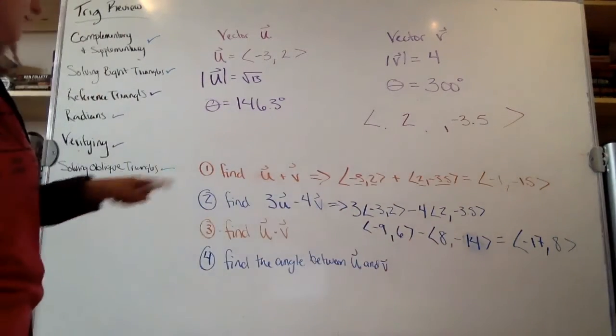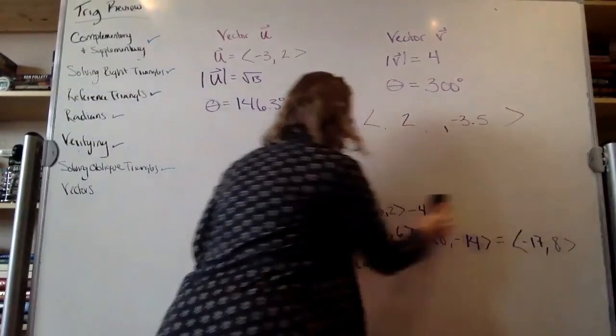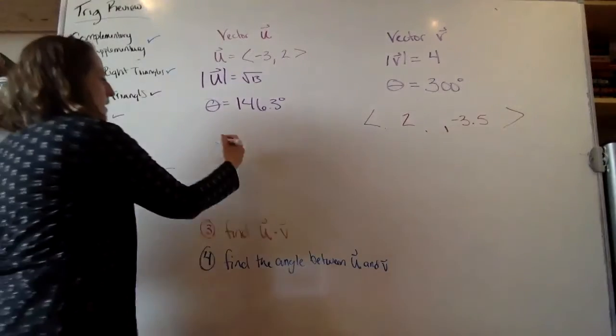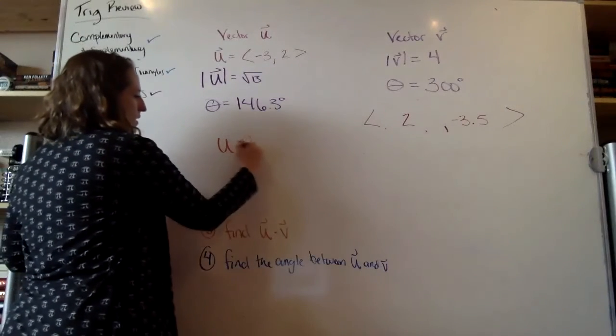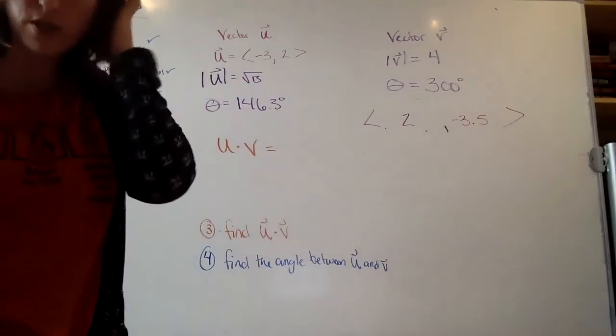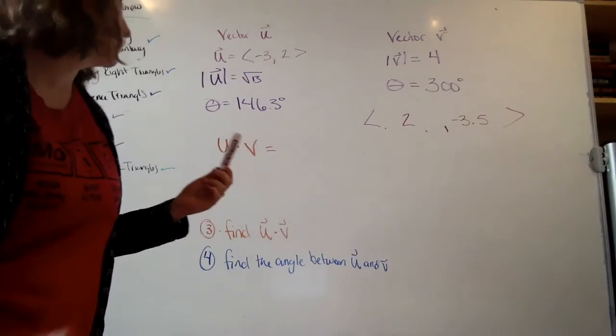Okay, so I'm going to go ahead and erase our first two questions so that we have room to work. The dot product algebraically, right? So if I think about u dotted with v, that means I'm going to multiply horizontal components and then add that to the multiplication of the vertical components.